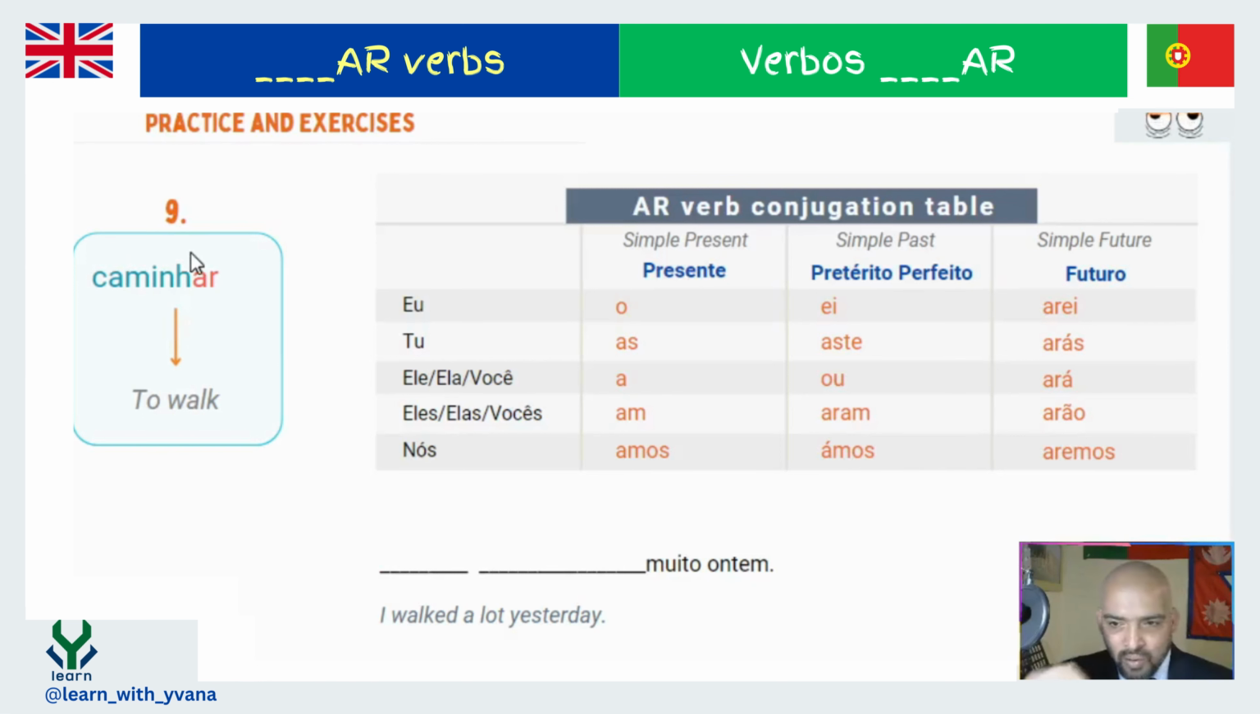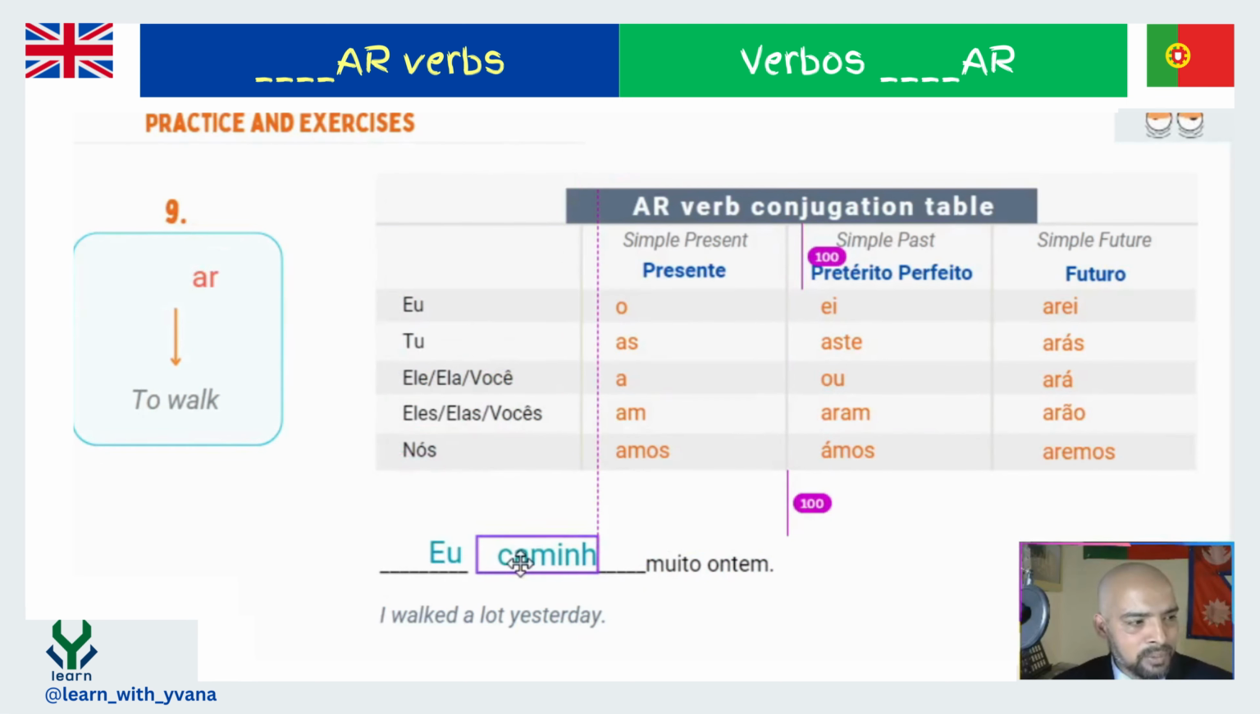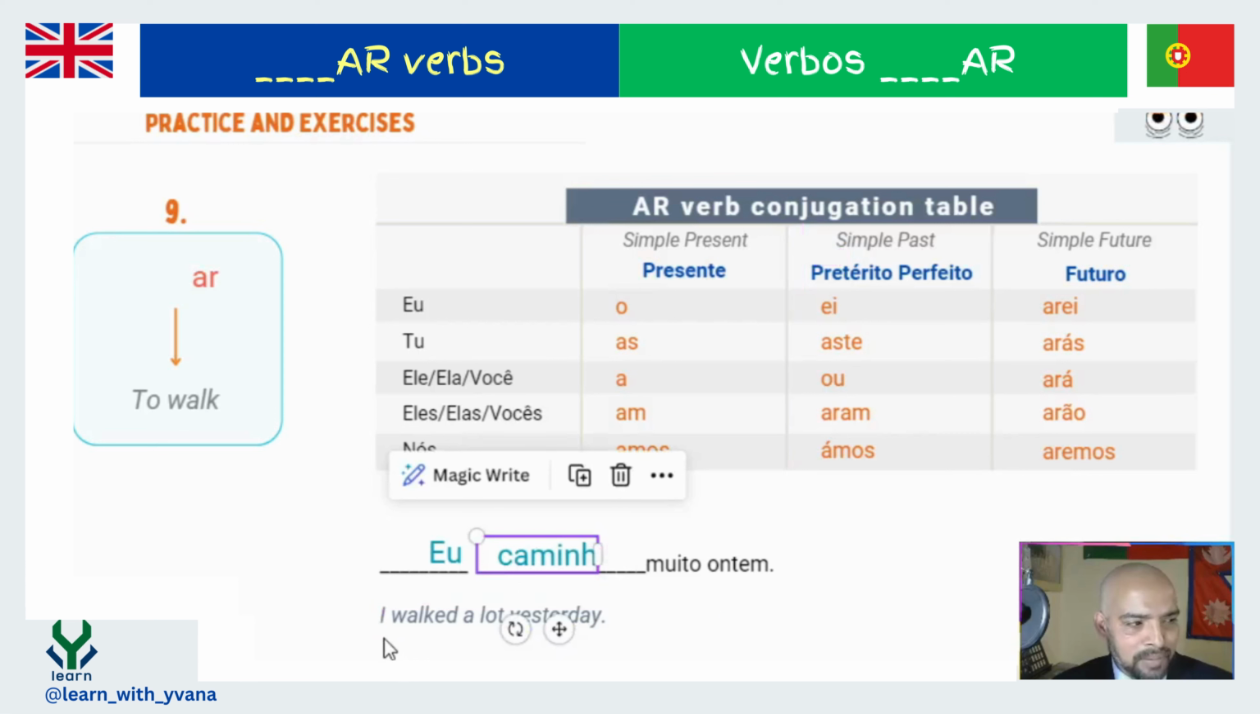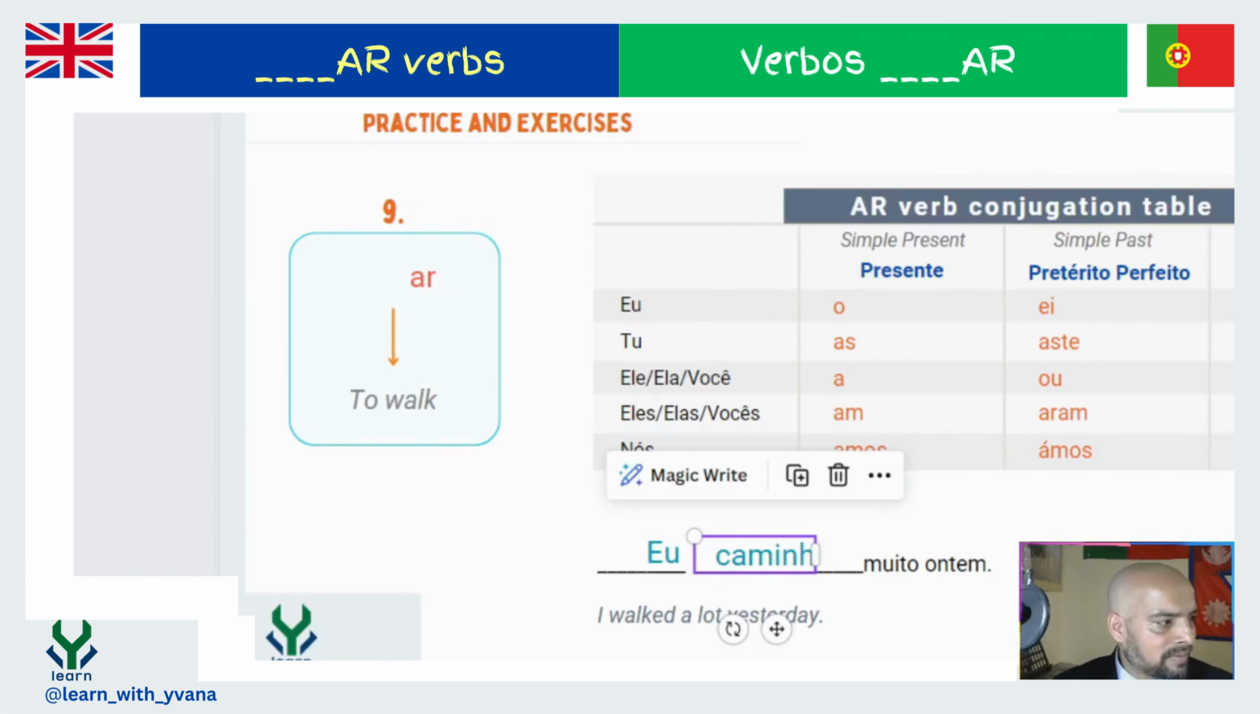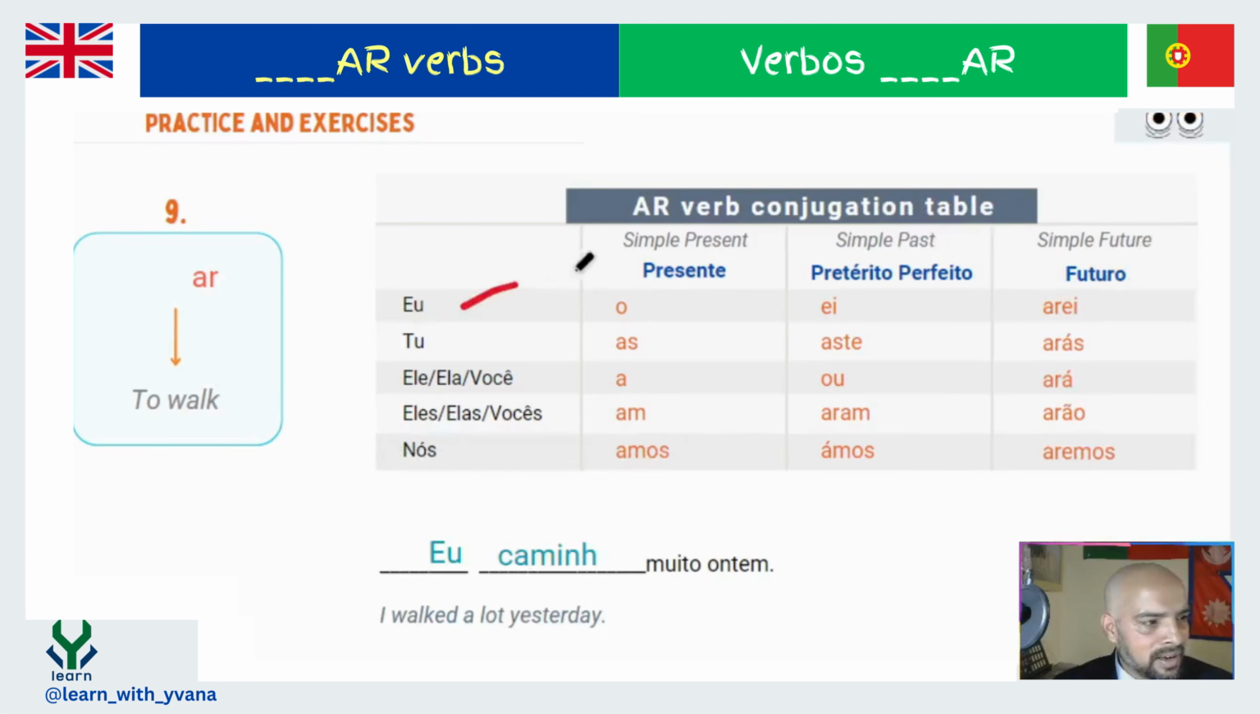Okay, let's go more. Caminhar, for example, to walk, right? I walked a lot yesterday. I have to say that I walked a lot. I am tired, right? So what does I mean? It is yo. So I put this caminhar here. I remove the AR. So with yo, in past, what is there? There is EI, right? So I say yo, I take this EI here and I say eu caminhei muito ontem, right? I walked a lot yesterday.